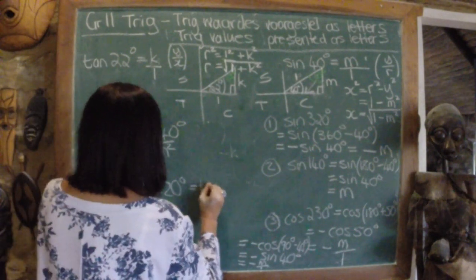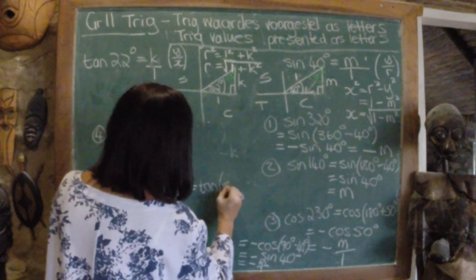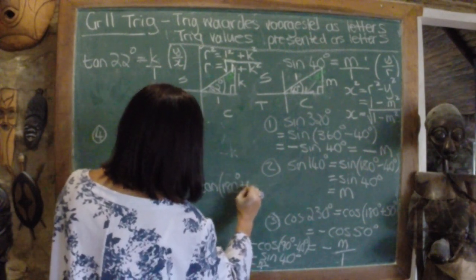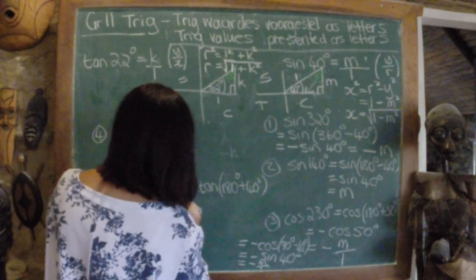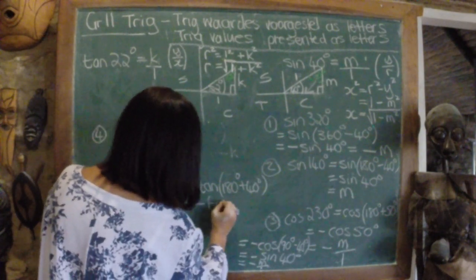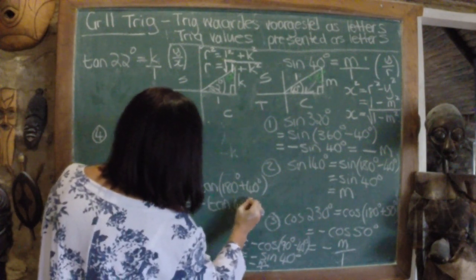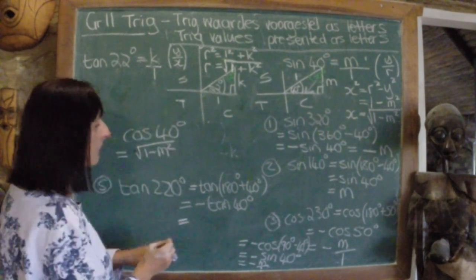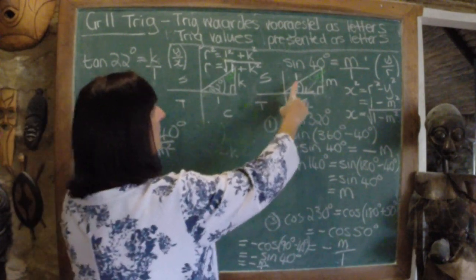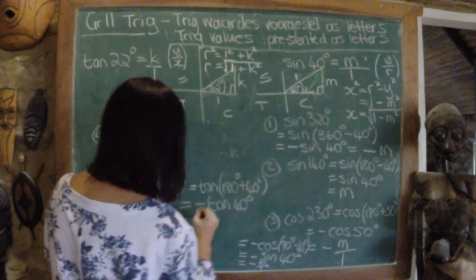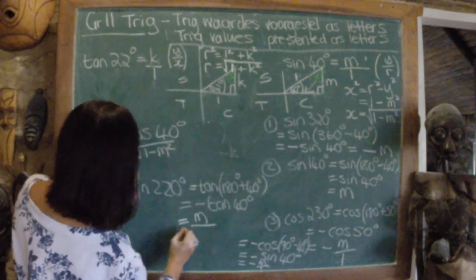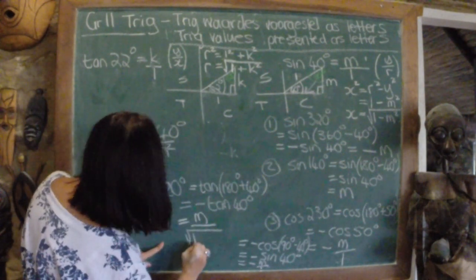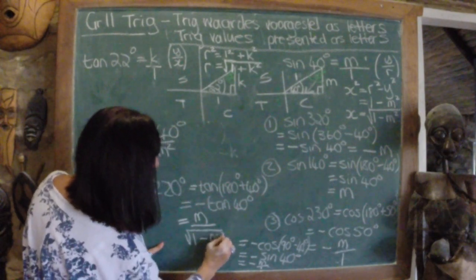Tangent of 220. So let's take the tangent of 180 plus 40. En dit gee vir ons minus tan van 40. En die tan van 40 kan ons werk met y, dis m, op x wortel 1 minus m kwadraat.